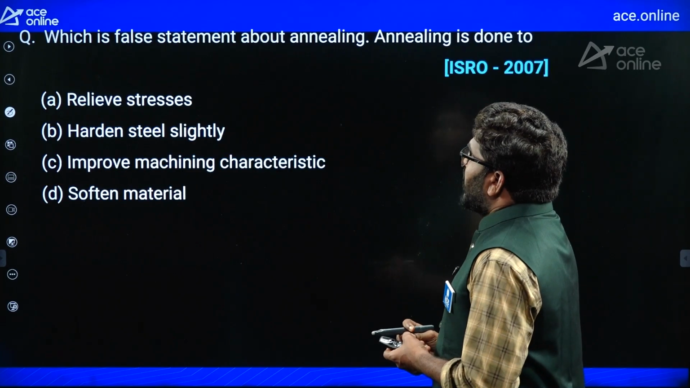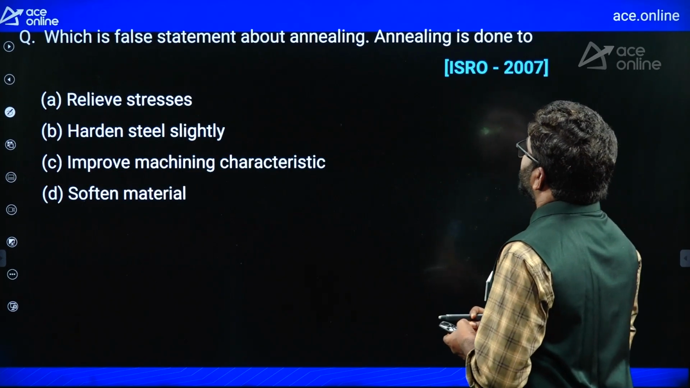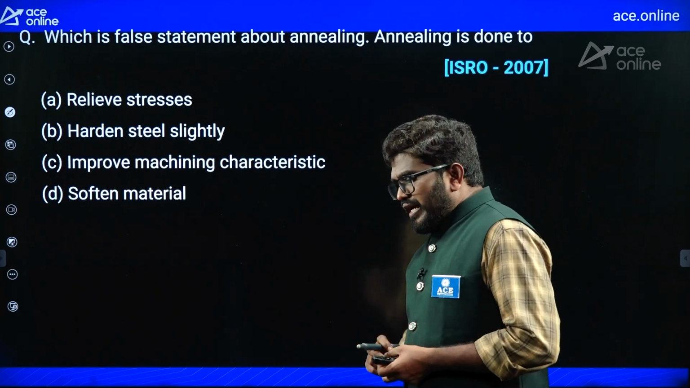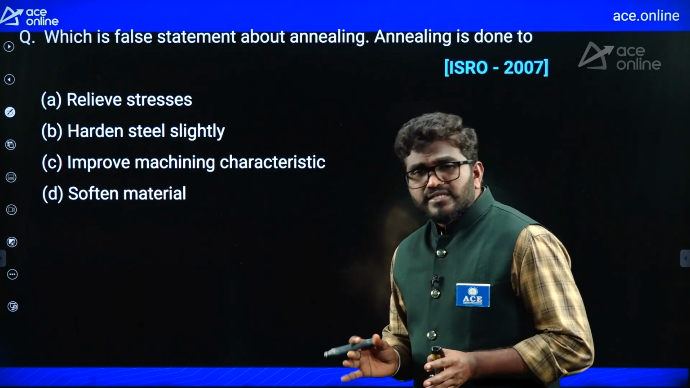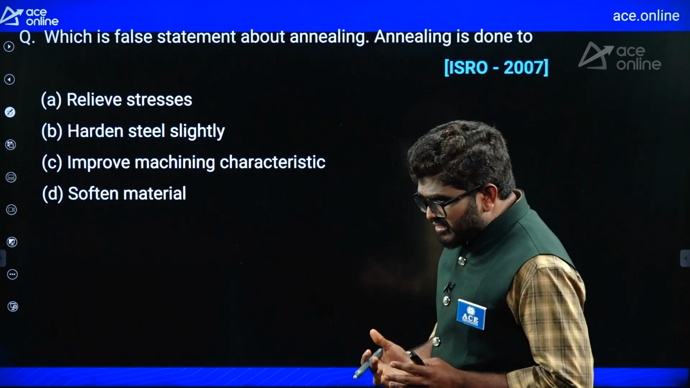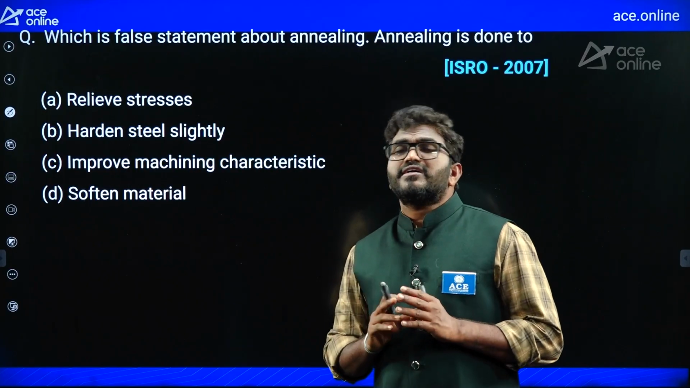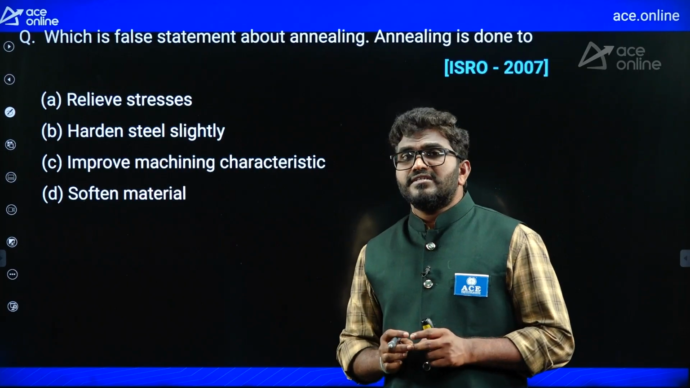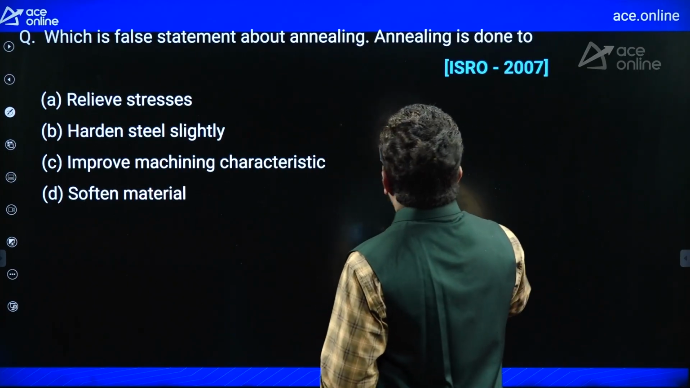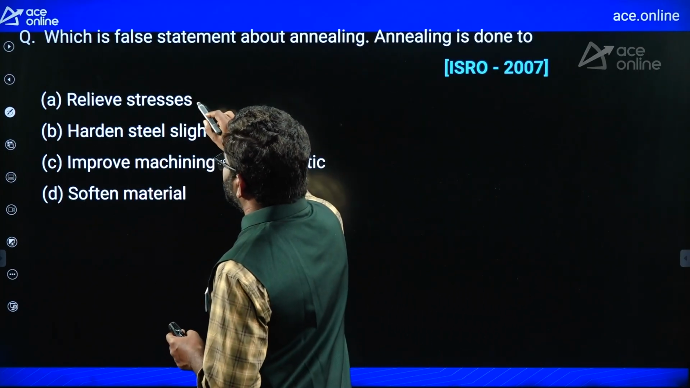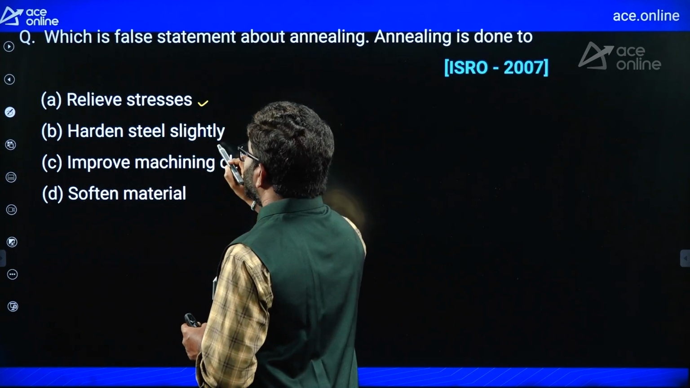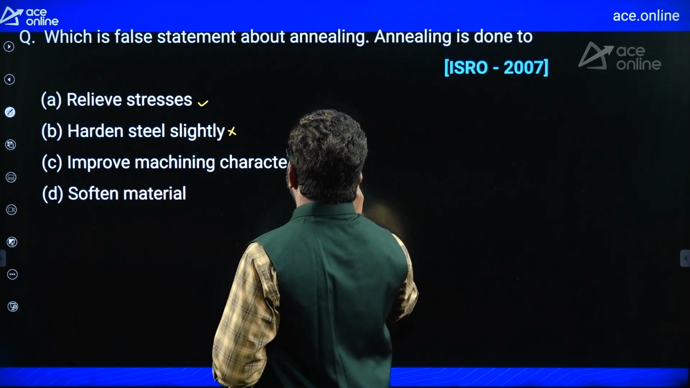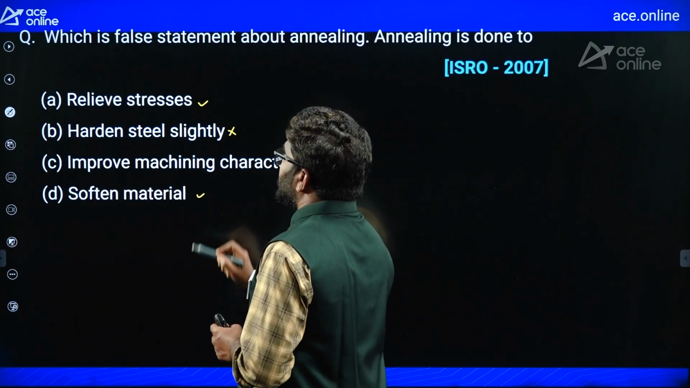Then, which is the false statement about annealing? Remember, annealing is done to relieve the residual stresses, to increase the ductility, to increase the toughness, to reduce the strength, to reduce the hardness, right? Now, see here, annealing is done to relieve stresses, correct? Harden the steel slightly, wrong. Improves machining characteristics, correct? Soften the material, correct?